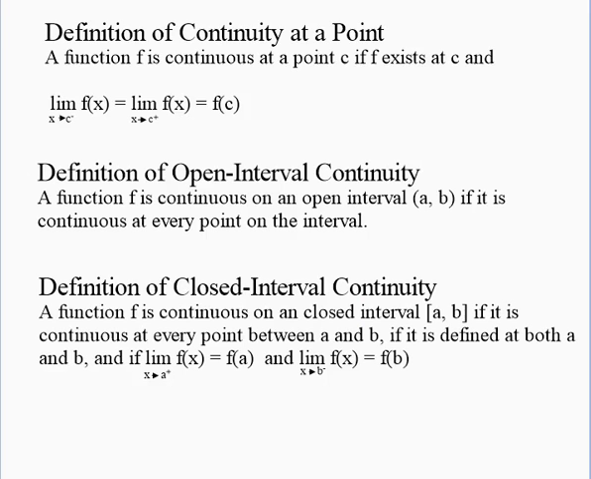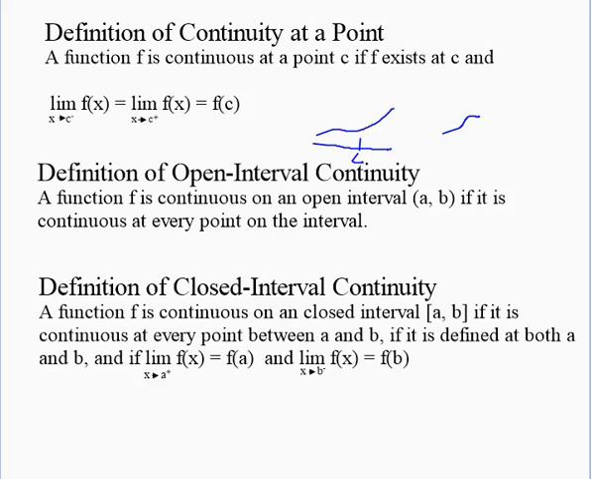Let's review the definition of continuity at a point. So at a specific point, a function f is continuous at a point c if f exists at c and the left-hand limit of f of x is equal to the right-hand limit, which equals the value that we were just talking about. It exists at c. So the left-hand limit has to equal the right-hand limit, which has to equal the actual value at c. So it has to be continuous at some value c.